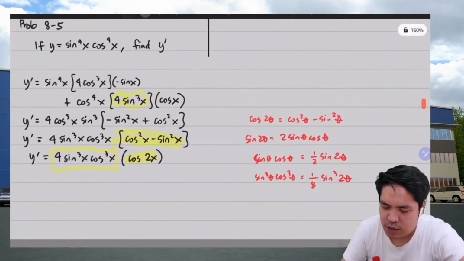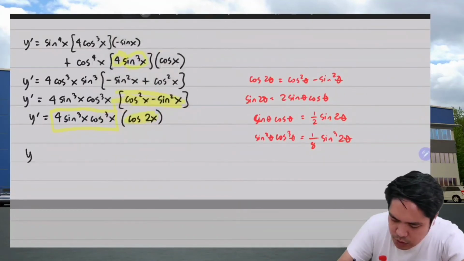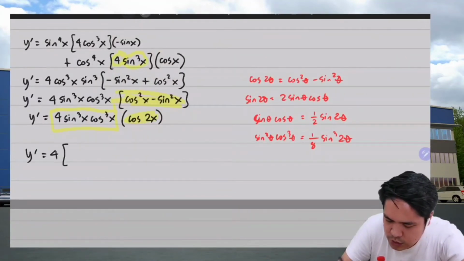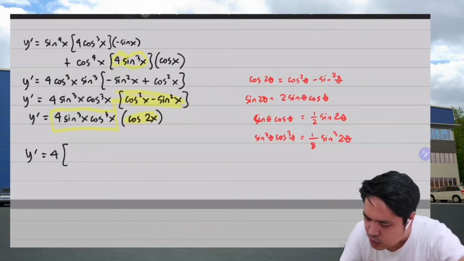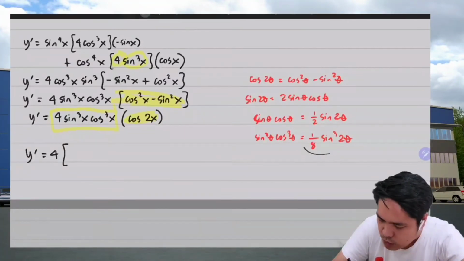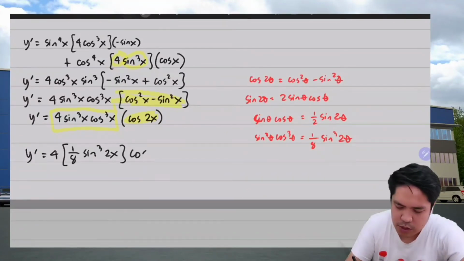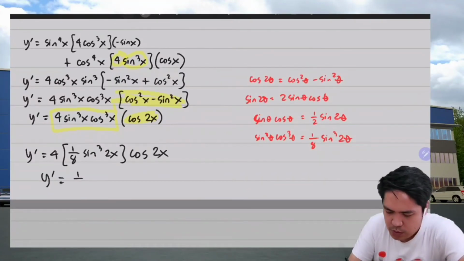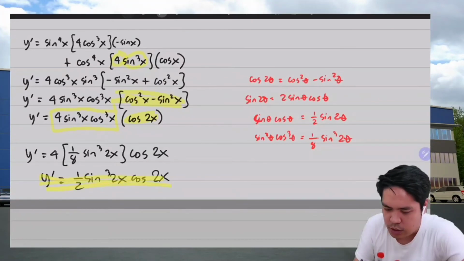So therefore, if we apply that here, this will become y prime is equal to 4 times sine cube x times cosine cube x, which is similar to 1 over 8 sine cube 2x times cosine 2x. So y prime now is just equal to 1/2 sine cube 2x cosine 2x. So that would be our final answer.